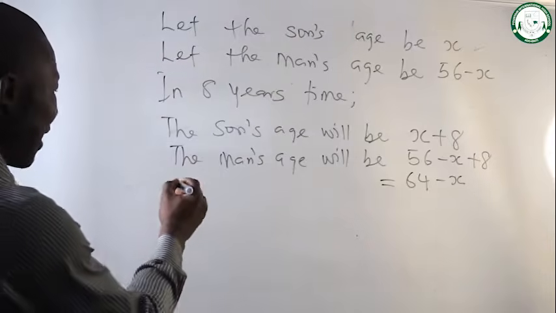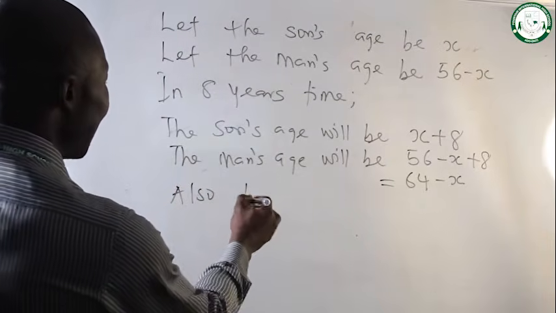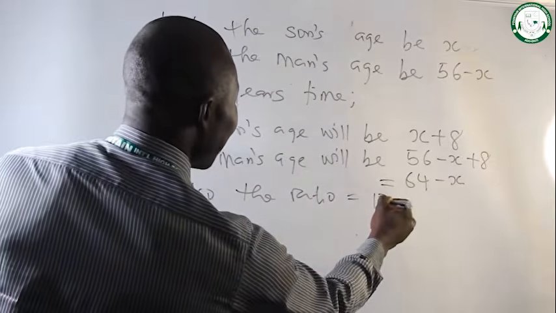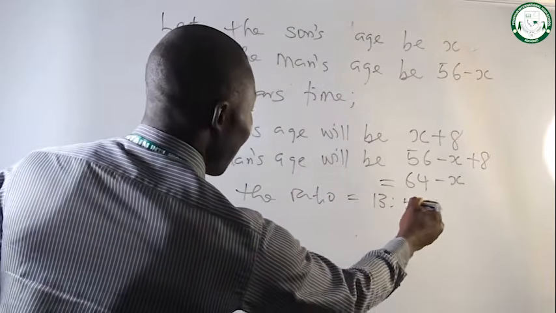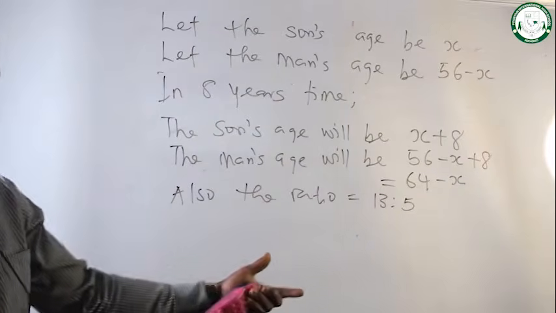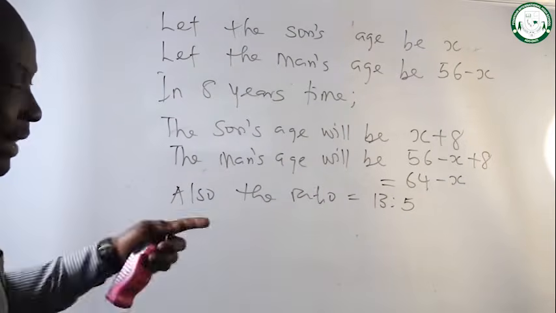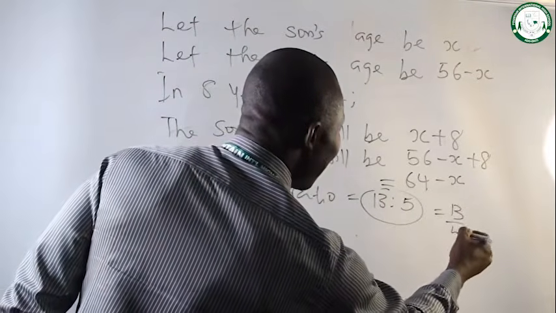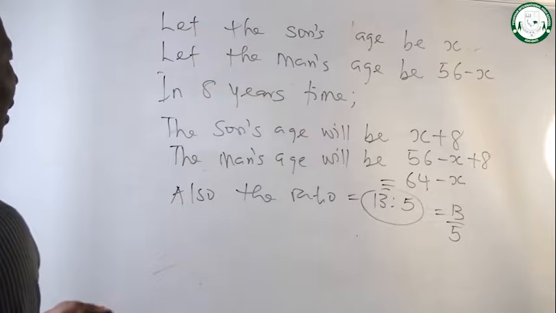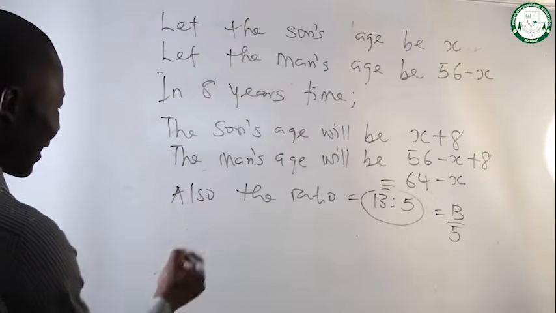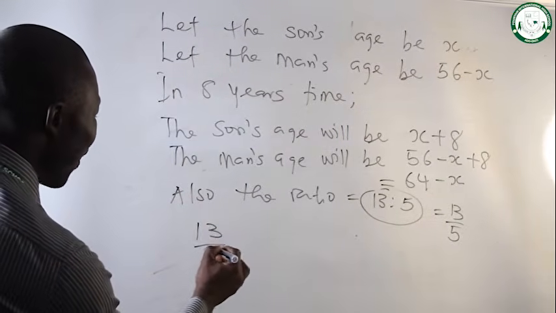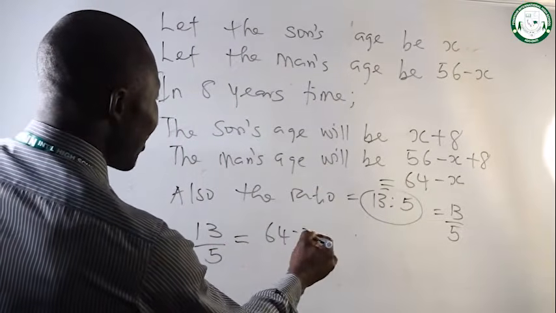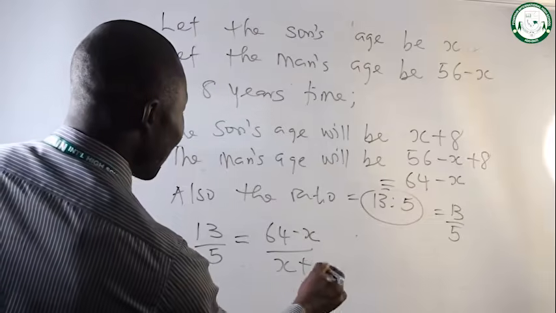They also give us a statement. They say the ratio equals 13:5. And we are told when we are in lower class that this ratio is the same thing as 13 divided by 5. So now, you will agree with me that 13 over 5 will now be equal to 64 minus x over x plus 8.